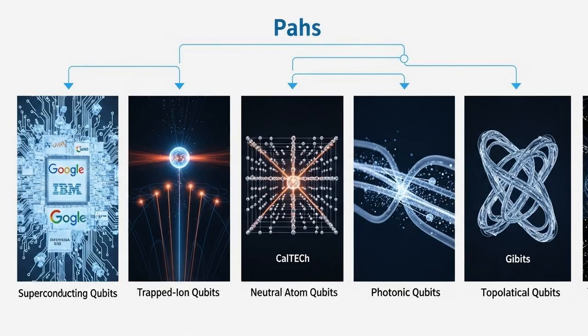Photonic qubits use single particles of light, which are great for communication but difficult to make interact. And then there's the Holy Grail, topological qubits, which Microsoft is working on. These would be inherently protected from noise, but the underlying physics is still highly experimental. The future might not see one winner, but a hybrid approach, using different qubit types for different tasks.